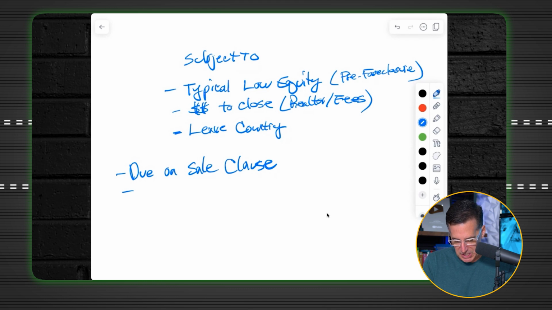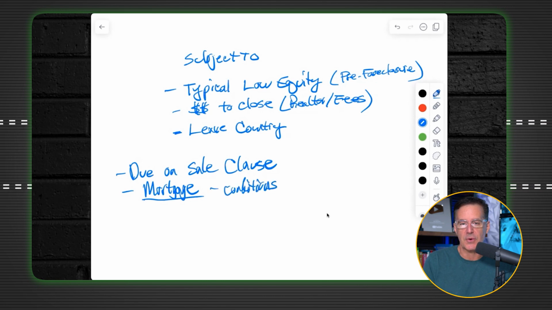The next thing is you have to actually read the mortgage. Nobody ever seems to talk about this. Mortgages have conditions, so you need to thoroughly read it. Either have your title company read it, or have a lawyer read it for you.